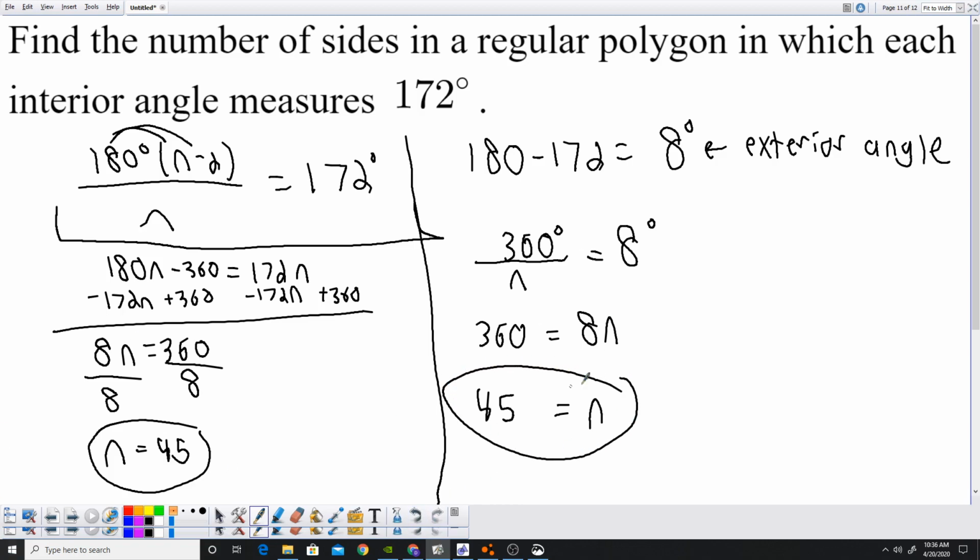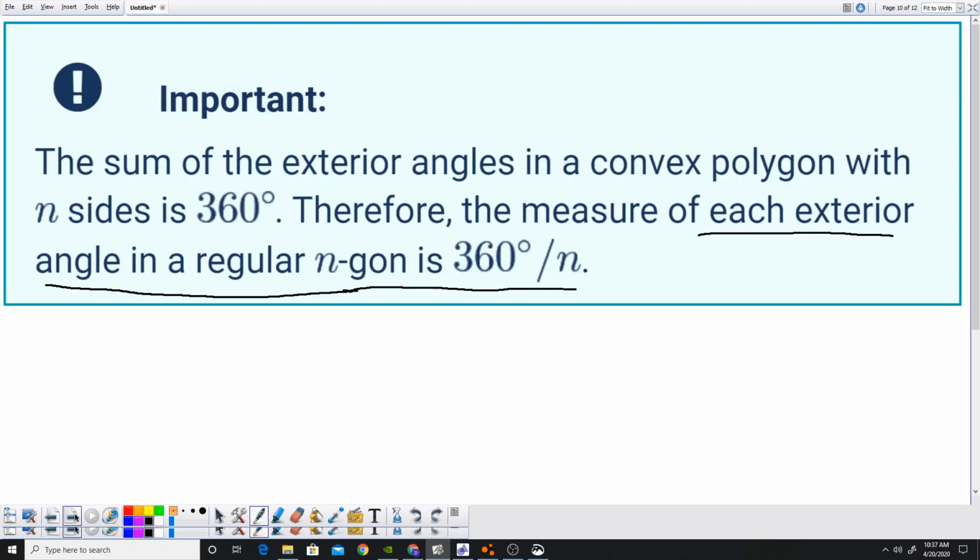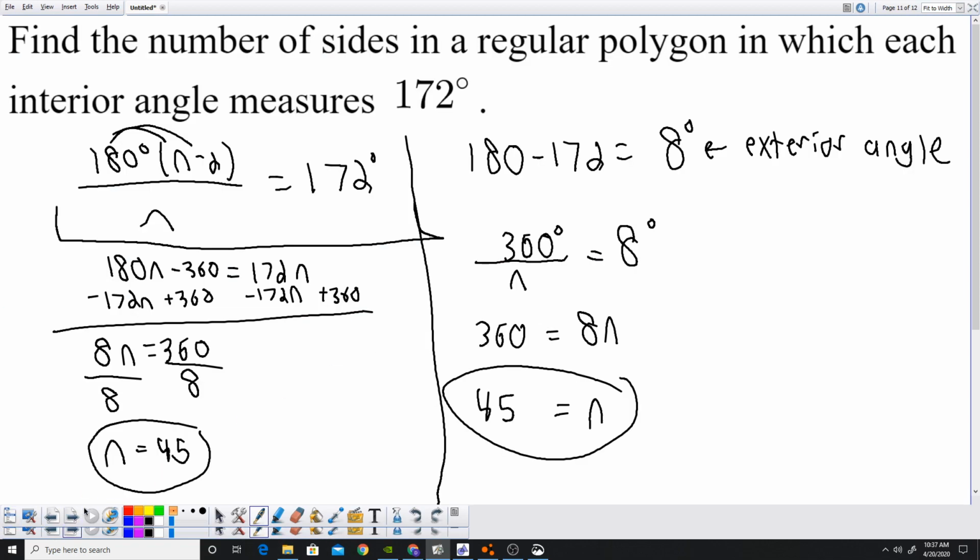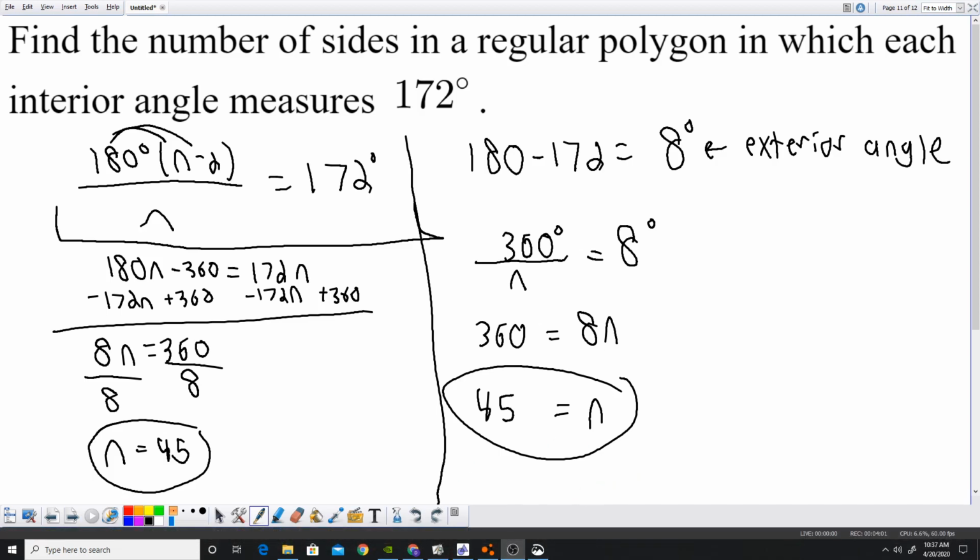So both ways get us the solution, but as we can see, it's probably a little bit easier just to think about the exterior angle since it is such a simple formula. It doesn't work all the time, but it is a very handy tool.